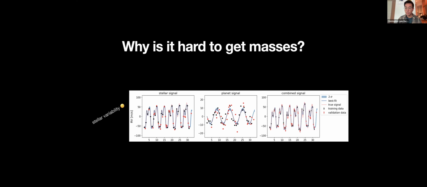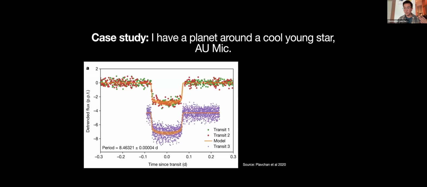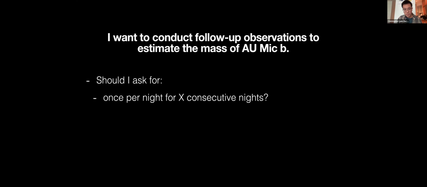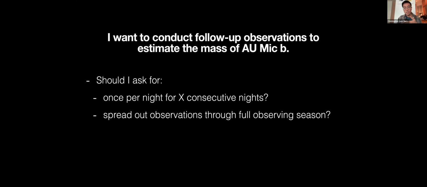So, good. Let's move on with this case study of AU B. I know there's more planets, but let's just say there's only one planet for simplicity's sake. And let's say that we want to conduct follow-up observations on it. So, should I ask for observations once per night for X consecutive nights? Should I try to spread out my observations to lengthen the baseline? Or should I try to observe in quadrature in intensive bursts? Or I guess observing in quadrature is an example of observing in intensive bursts.